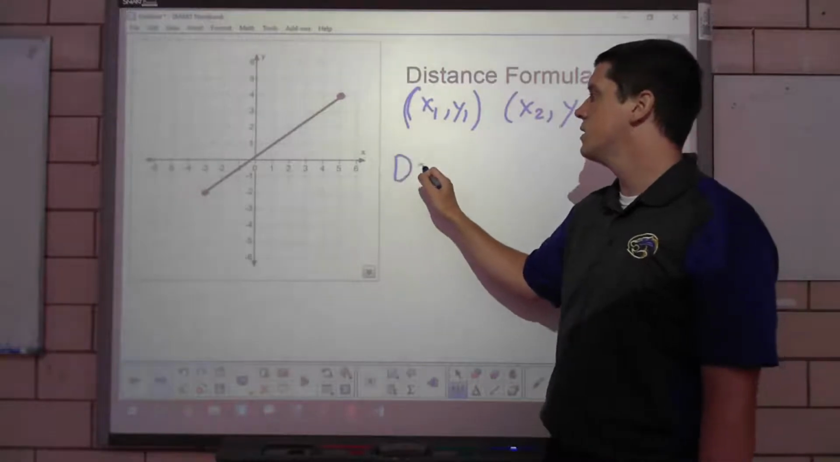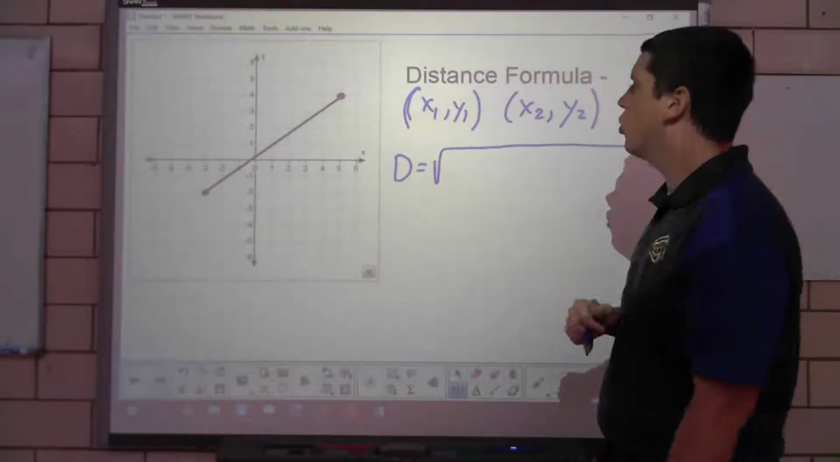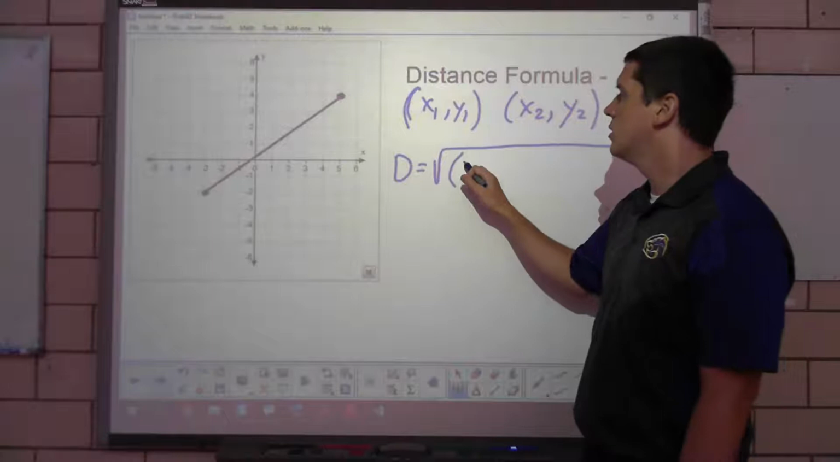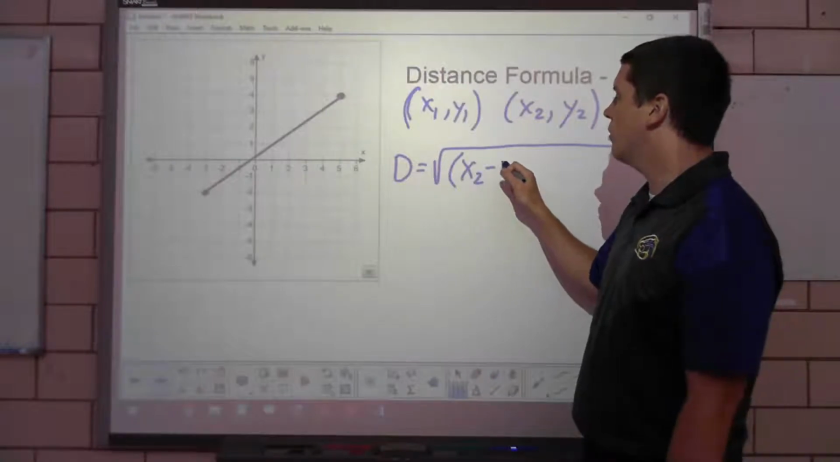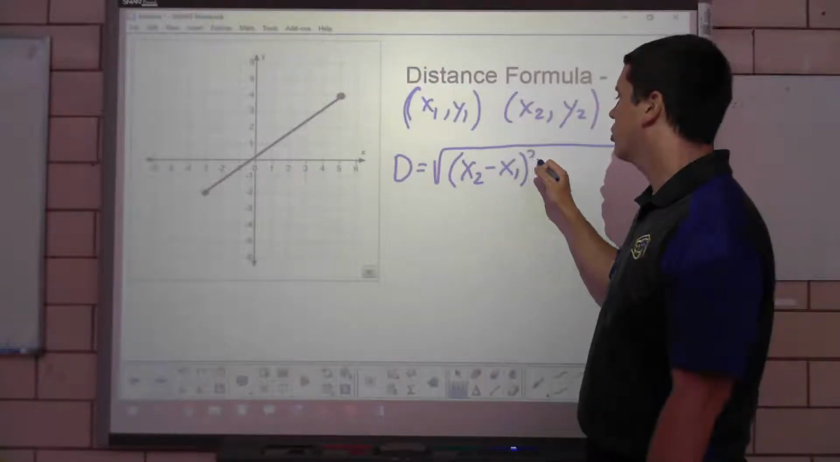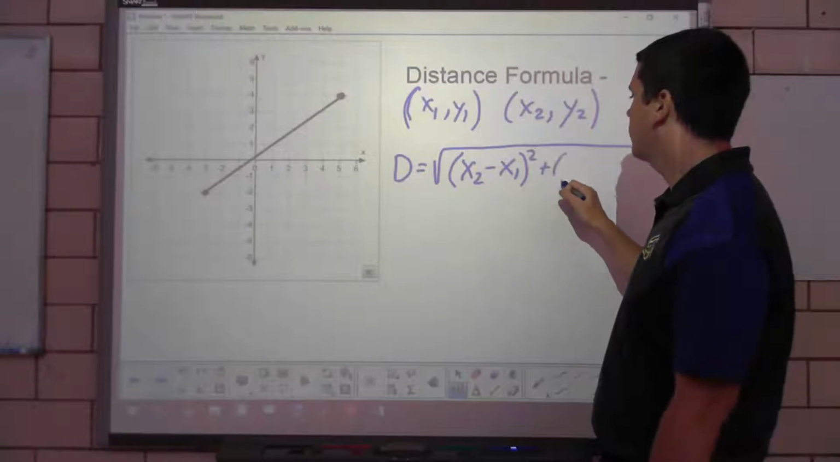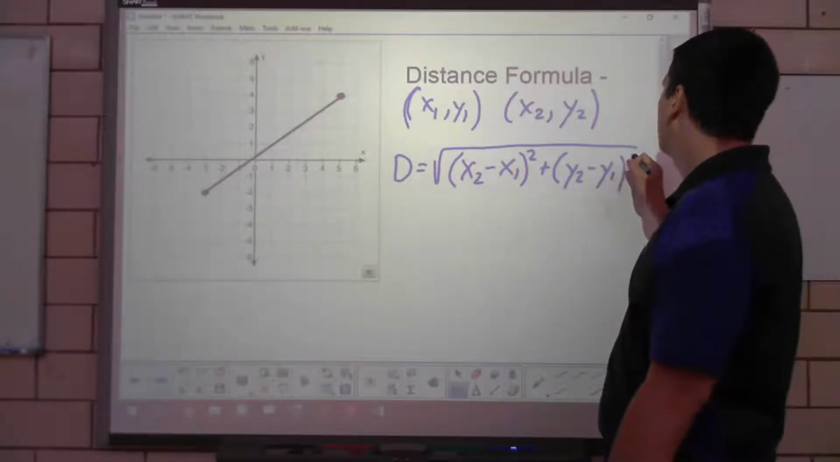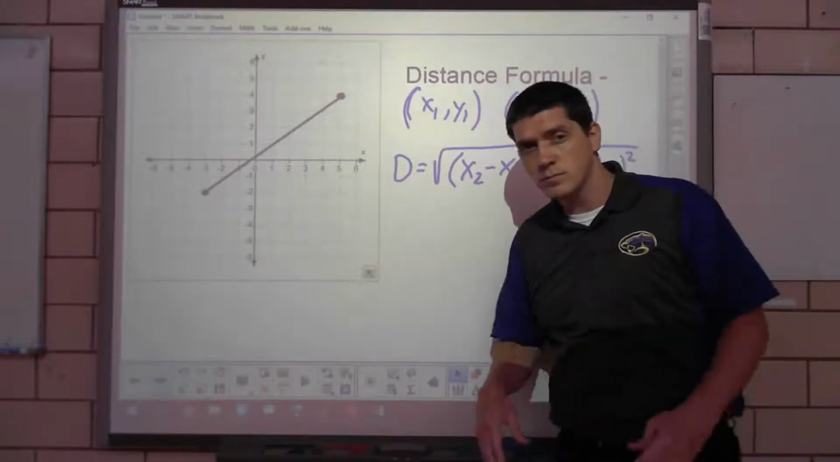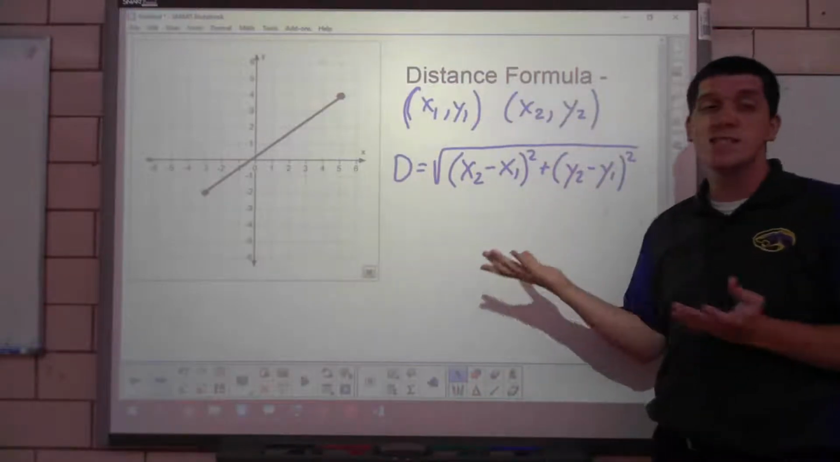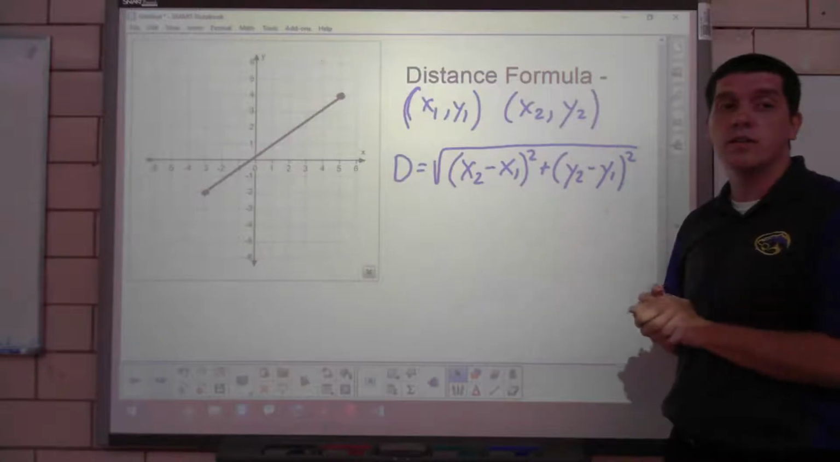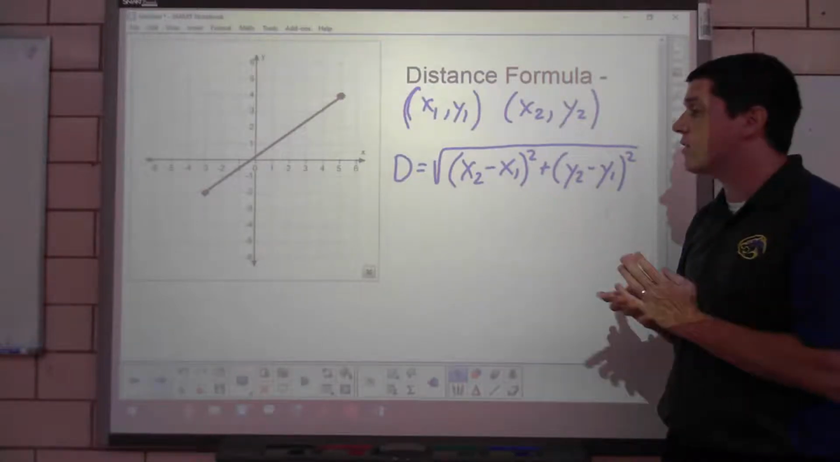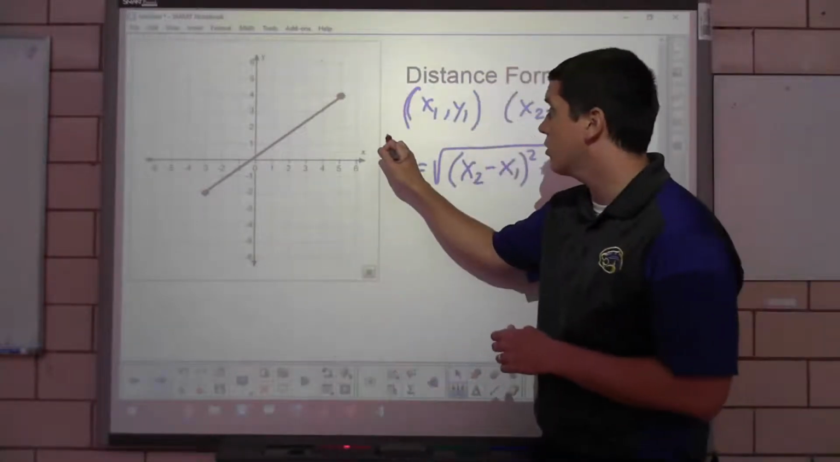So with those 2 points, we have a formula that can help us out. The distance simply equals the square root of x2 minus x1, quantity squared, plus y2 minus y1, quantity squared. So this is nice. That's our formula. Again, I'm going to just highlight that for us.